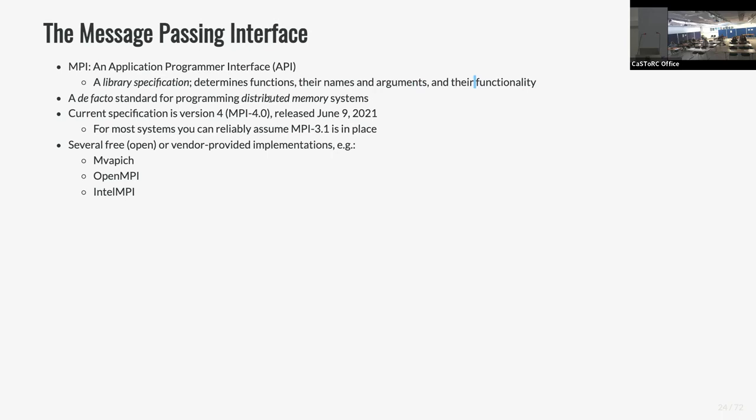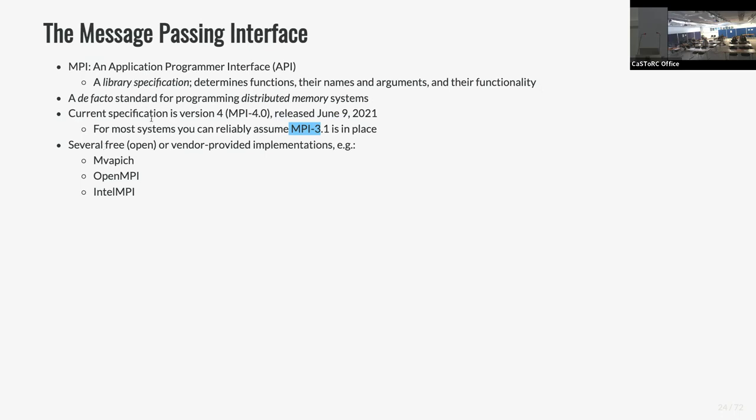The current specification and the current version is 4, which was released on June 9th, 2021. But I don't think this has been deployed right now on many systems. For most systems, you can reliably assume that you will have available MPI version 3.1. This doesn't really mean much to you because all the functions that we will see today, all the functionality is under version 3. So we won't be looking at anything which is in version 4 only.